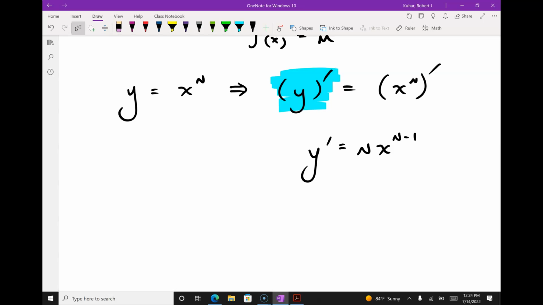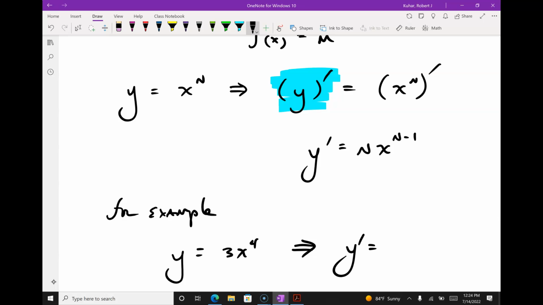Nice. So for example, if y equals 3x to the 4th, what is y prime? Nice, 12x to the 3rd. Notice the 4 times 3 is the 12, and then the exponent of 4 reduces by 1 to 3. It's really that simple.